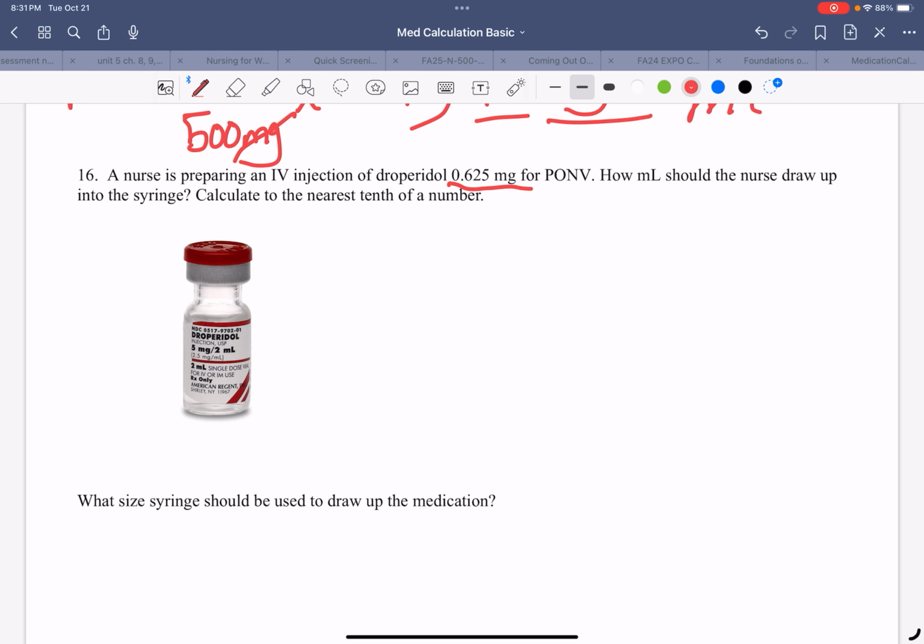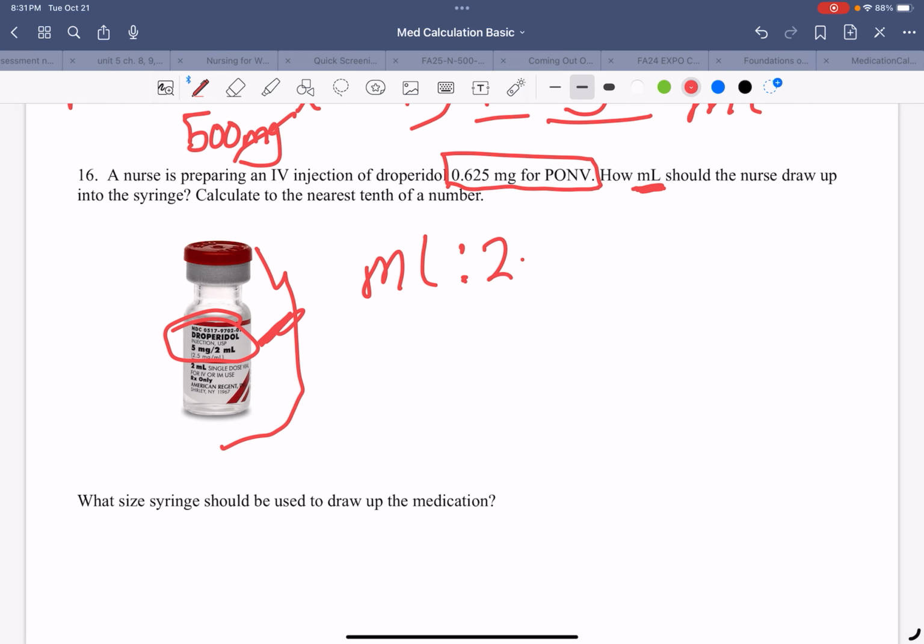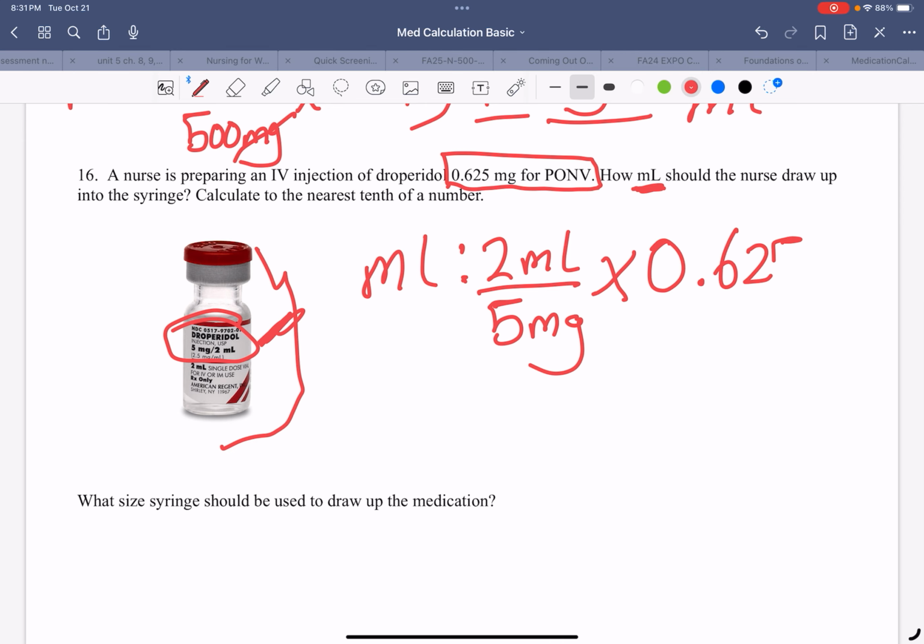So again, this is what was prescribed, right? We are looking for milliliter. This is the vial. So now we look at the vial. So the vial said for every 5 milligram is what? 2 milliliter. Again, we're looking for milliliter. Just nicely write the unit that you are looking for. So we have for every 2 milliliter is equivalent to what? 5 milligram. Just multiply that by the prescribed. So then just cancel. Then your answer should be what?